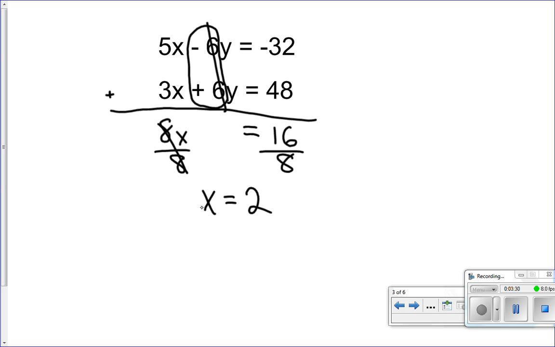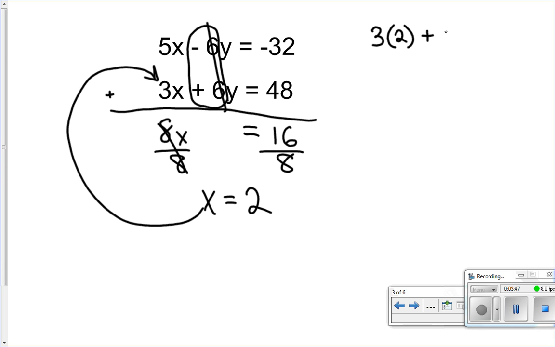Well, I just solved for x equals 2. So now I'm going to take that, and just like before, once you get one of your answers, I'm going to plug it into one of my equations. It doesn't matter which one. So I'm just going to plug it into the bottom one. So I get 3x, we just found out x equals 2, plus 6y equals 48. And so now I simplify. 3 times 2 is 6, plus 6y equals 48.